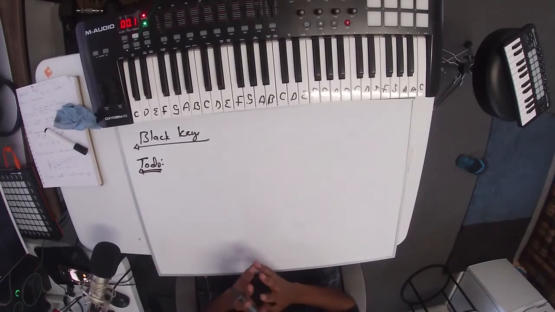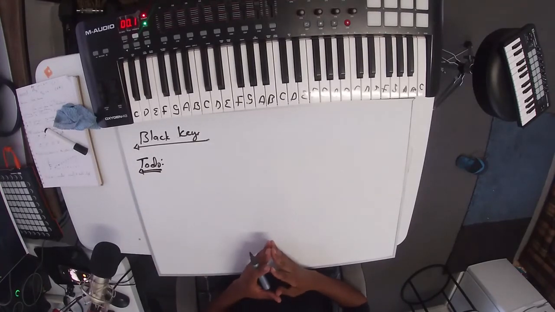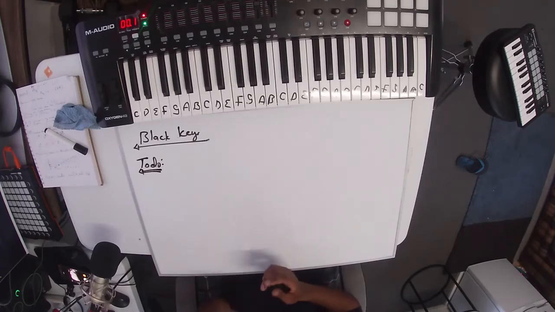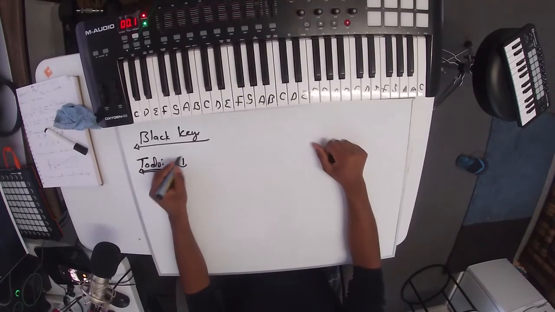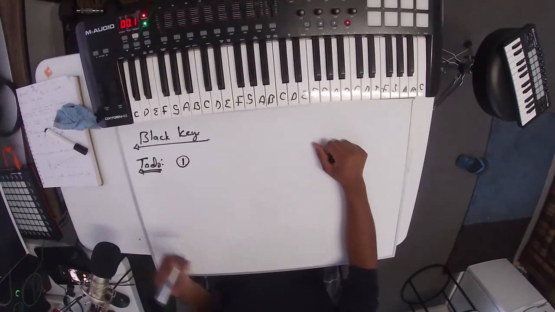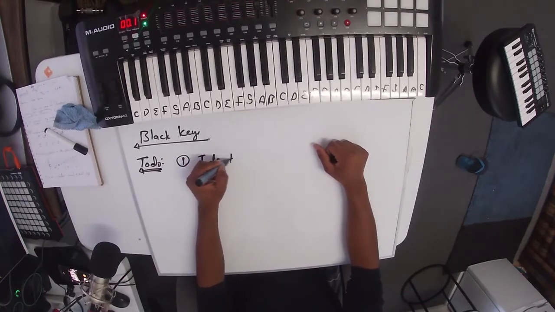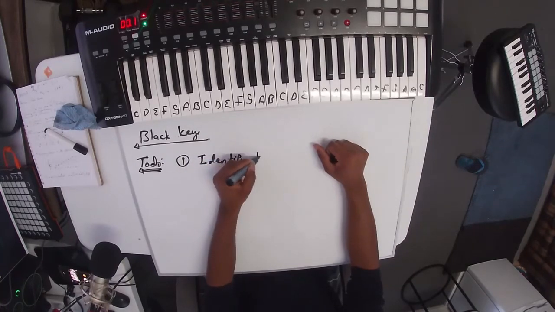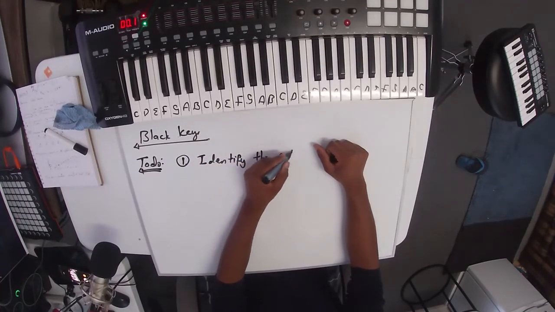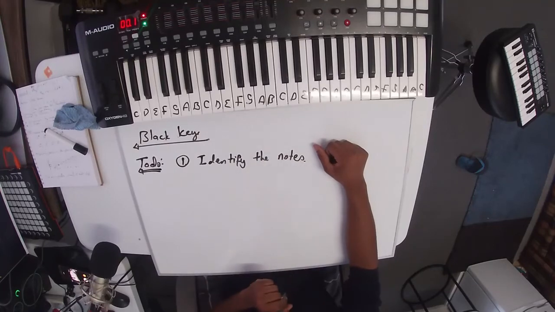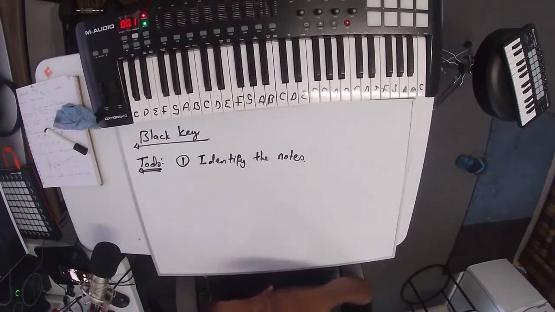So before you progress to the next lesson, here are a couple of things that you need to do. Well, you need to make sure you can do these things. One, make sure you can identify the notes. This may take a while to get to, right? But if you're at a place where you can identify the notes, then you're ready for the next lesson.